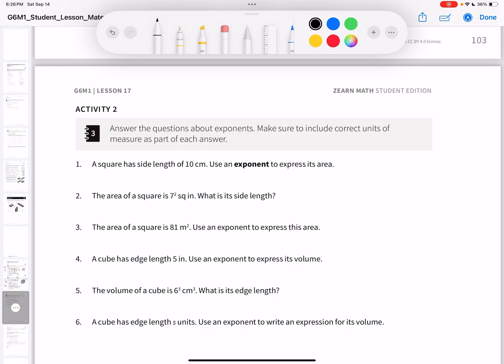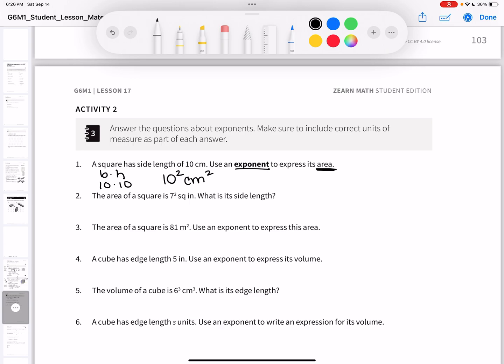All right, answer the questions about exponents. Make sure to include correct units of measure as part of each answer. A square has a side length of 10 centimeters. Use an exponent to express its area. Remember, area is base times height, so this would be 10 times 10. So if we want to use an exponent, we would do 10 to the second power centimeters squared.